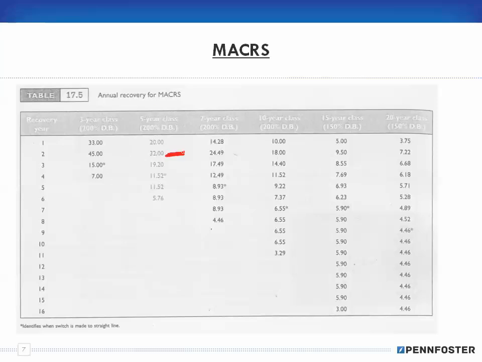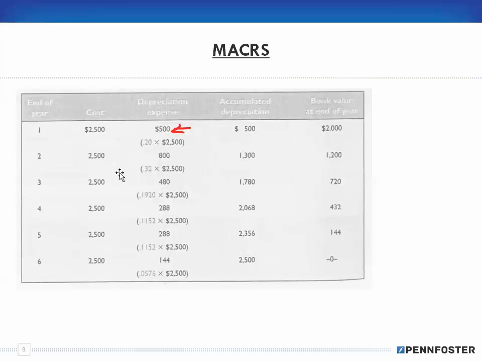In our second year, under the 5-year column, it's 32%. So we come down and we take, and this is relatively simple, 32% of the 2,500, right? There's the math, and that gives us $800. Okay, so that's our depreciation for year 2.